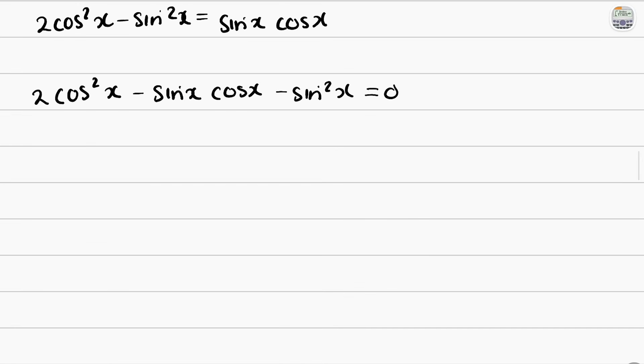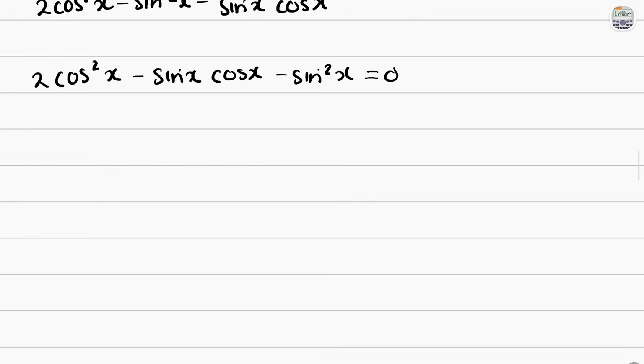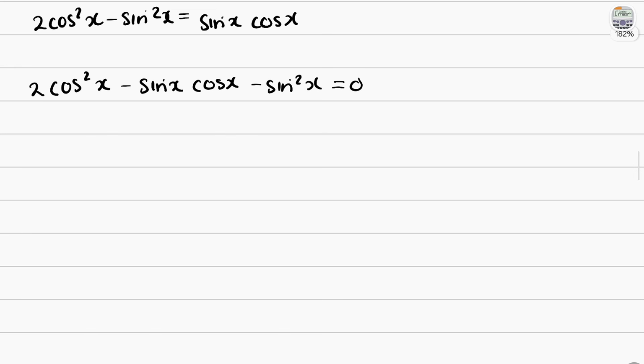Okay, so at this point, we can factorize, and it's really just like factorizing a trinomial. Let's call sine x a, and cos x b. If you had to rewrite this equation, it's going to be 2b squared, because cos x is b, and then minus ab, and then minus a squared. And how would you factorize this? This is one of those where you can see that this 2 here is not a common factor all through. So I'm going to use the cross method here.